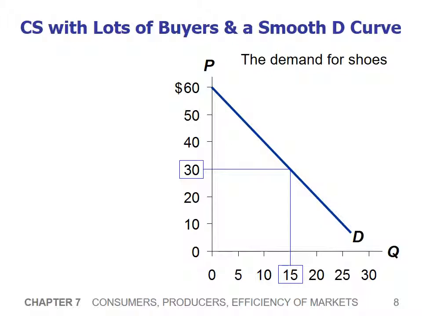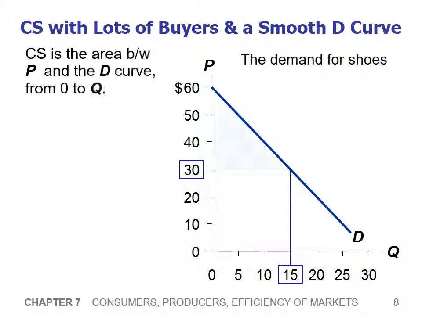So let's say that the market price is 30. At that price, we have 15,000 pairs of shoes bought. The consumer surplus is the area below the demand curve and above the price line. So it's the area of that triangle on the top.